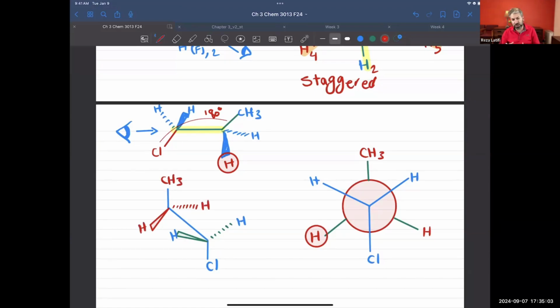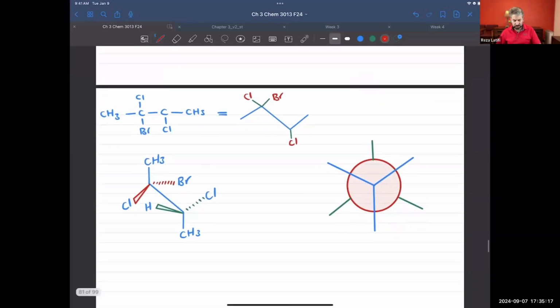Can we have another conformation? Can we rotate the molecule over this single bond? Yes, it's possible. And if you rotate it, you will get a different conformation. Another one, I want to practice this molecule and we'll be done.